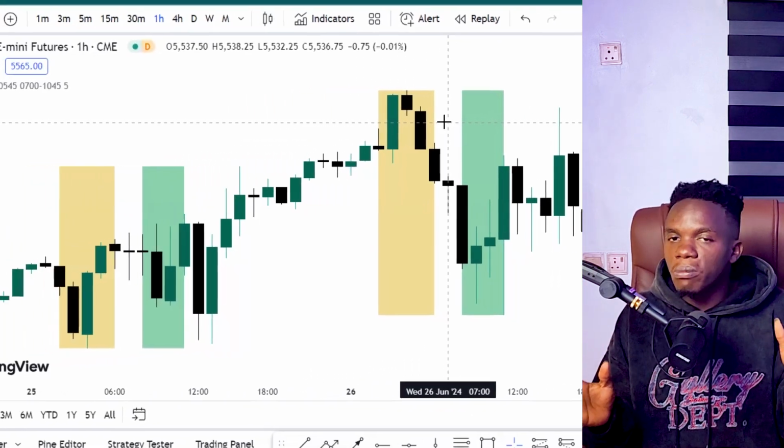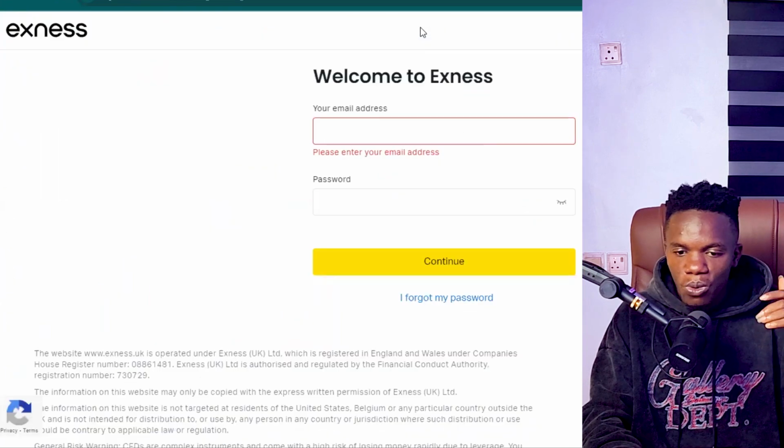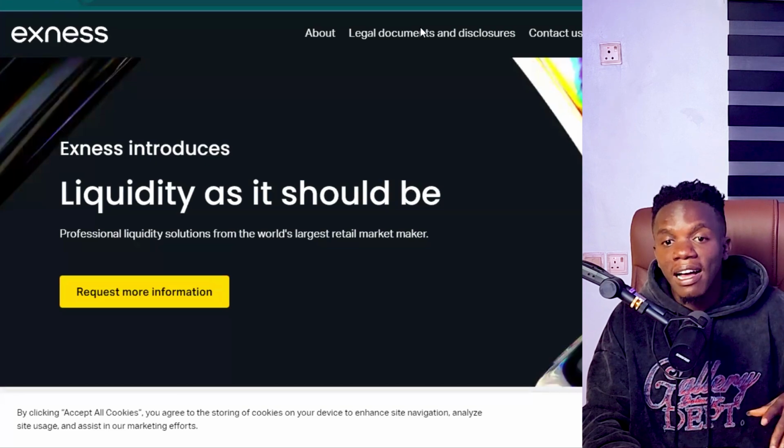Now, that's why you must make use of this broker. Okay, that's why you must make use of this broker. You cannot just do without this broker, or just look for a broker that has good leverage.